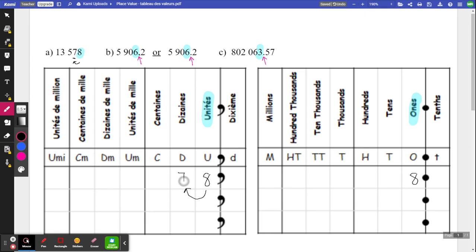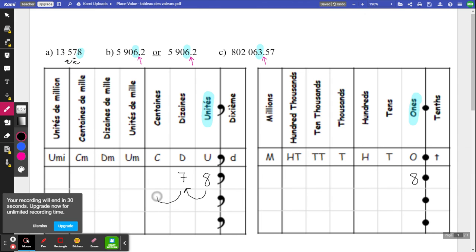D'accord? Et je vais écrire un 7. Et puis, je vais bouger à côté gauche encore. C'était numéro 5. Okay. Et encore, c'était un 3. Et encore, c'était un 1. Et voici, ça c'est la réponse. Okay. Ça c'est tout. Donc, ça va être 13 578.